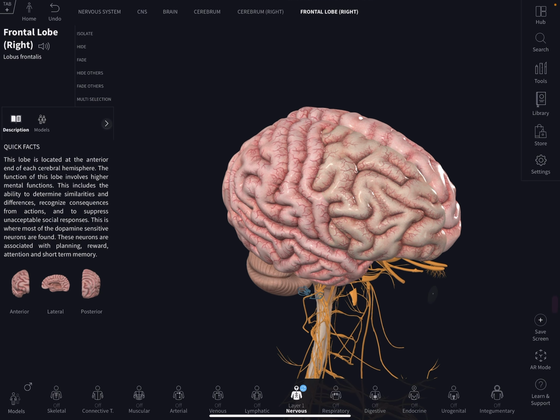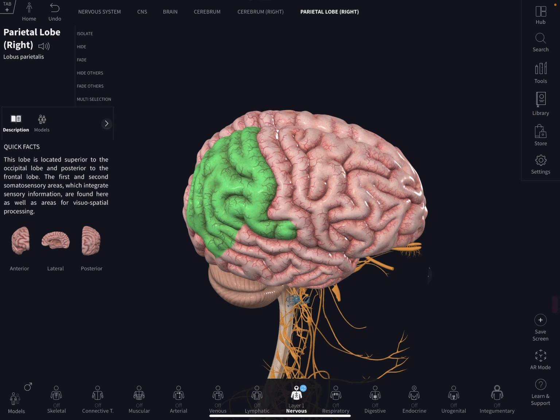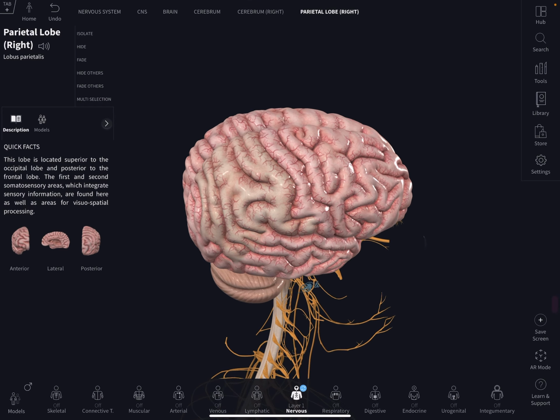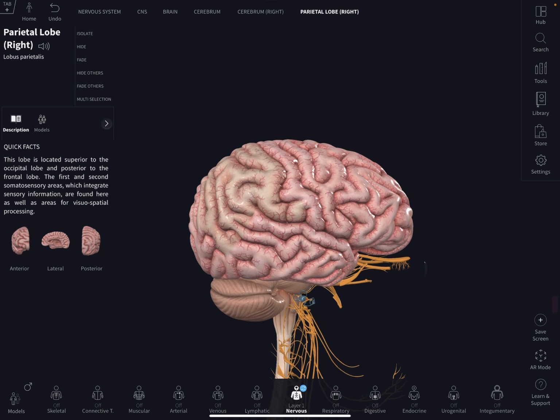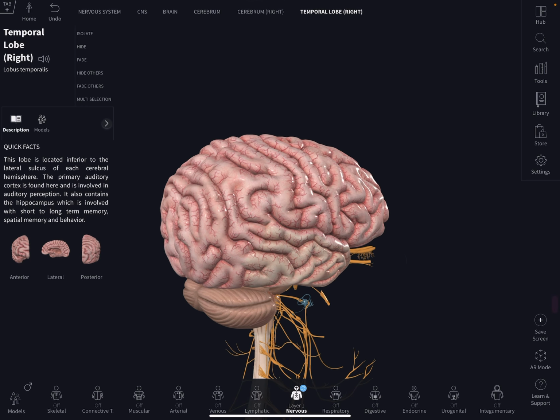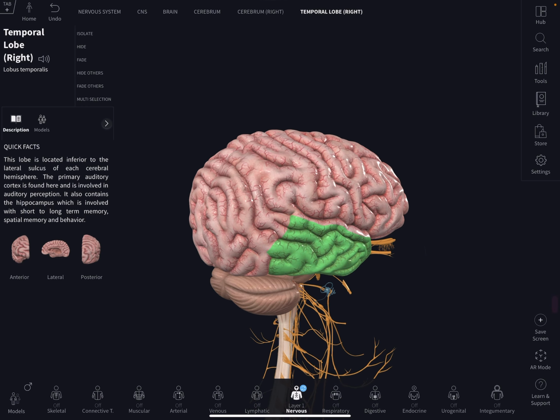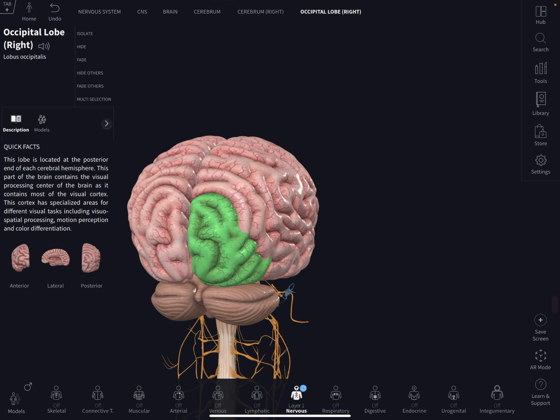So let's move to one of the next structures. And back here, we're into the parietal lobe. We move down to the side, and we have the temporal lobe. And remember, these are bilateral, so they're on both hemispheres. And at the back, we get into the occipital lobe.